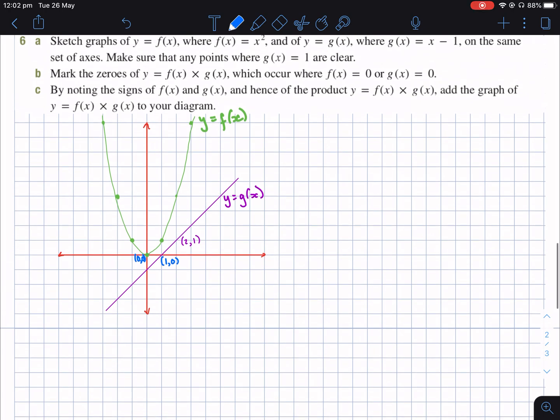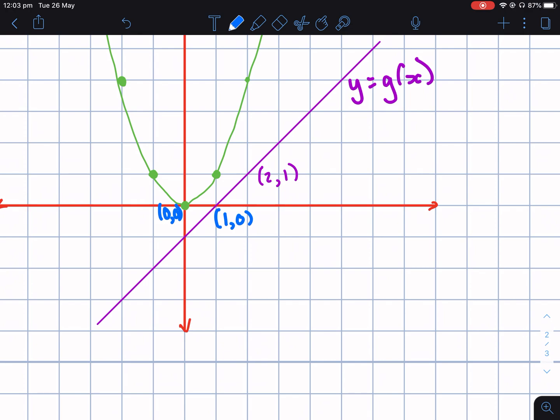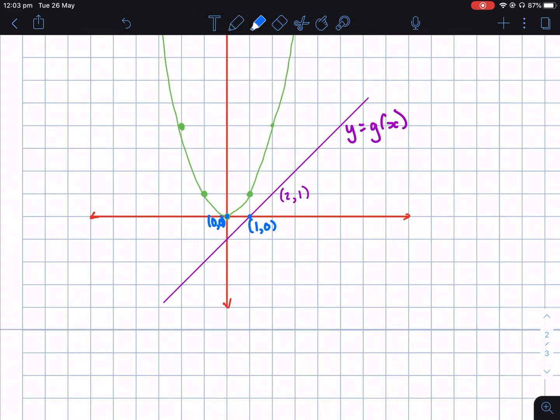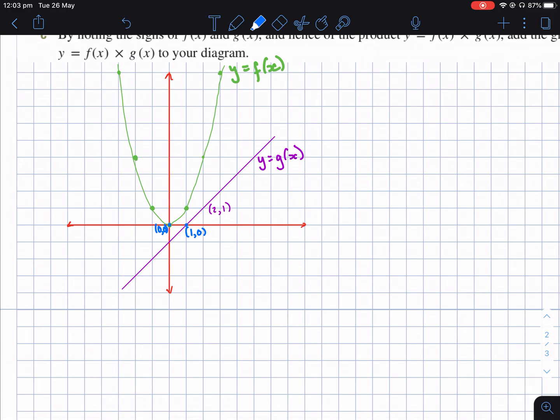By noting the signs of f of x and g of x, and hence the product of y equals f of x times g of x, add the graph of f of x times g of x to your diagram. So what that means is f of x times g of x is going to be 0 here and here, and it's going to be positive. You know how a positive times a positive is a positive? So it's going to be positive wherever both of them are positive, which is once we get up here. And negative times negative is also a positive, but f of x will never be negative. So negative times positive is negative, so it's going to be negative down here.